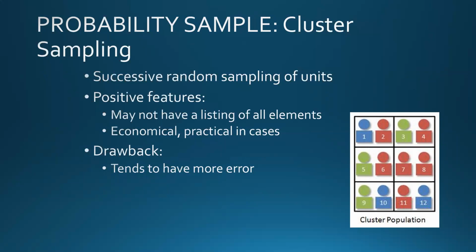Then we have cluster sampling. This is where you random sample units and then you random sample them again and then again. So you may not have a listing of all the elements that you need, but this is very practical as people come into the study. Here's an example of a cluster population sampling.